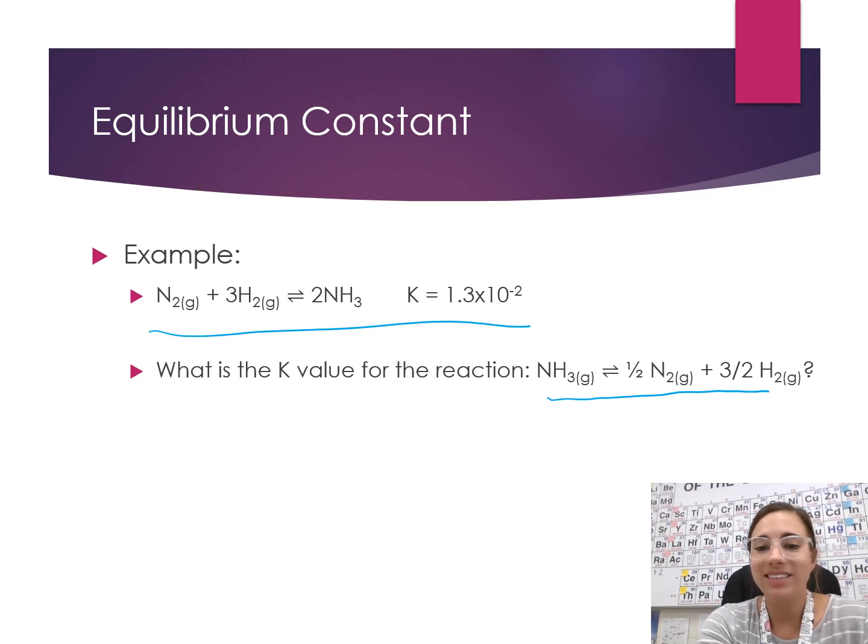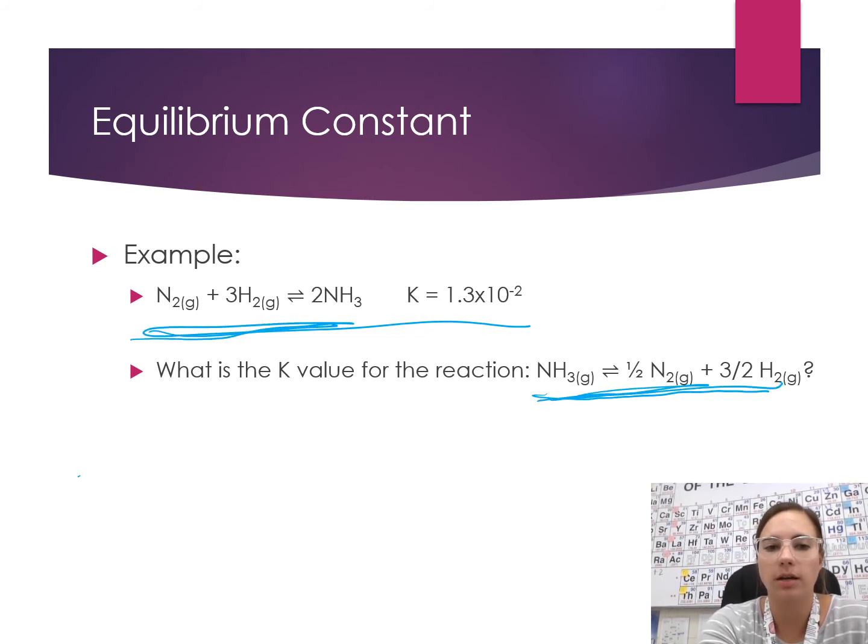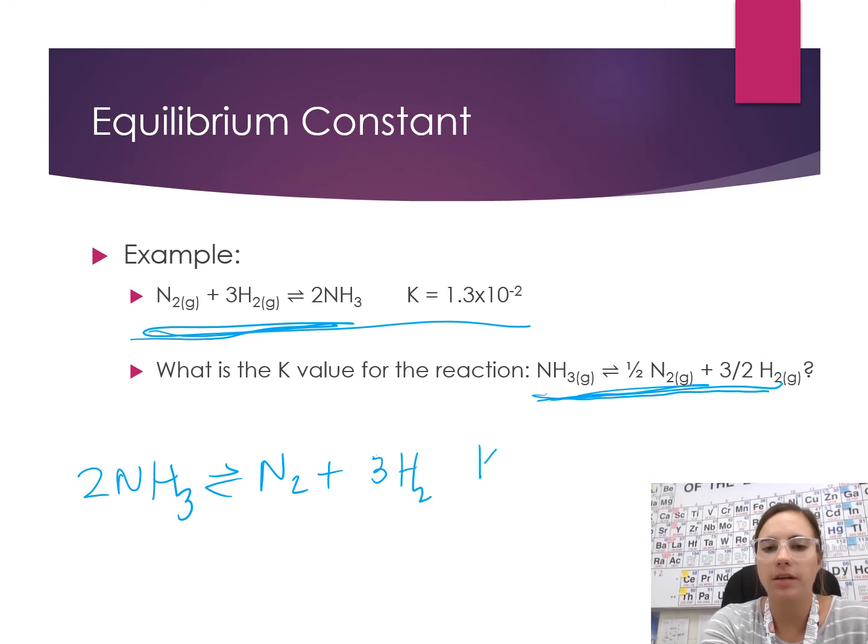Well, I can easily see first that this new reaction is this old reaction reversed. So I'm going to rewrite it in the reverse direction. And I know that that means my new K value is the inverse.